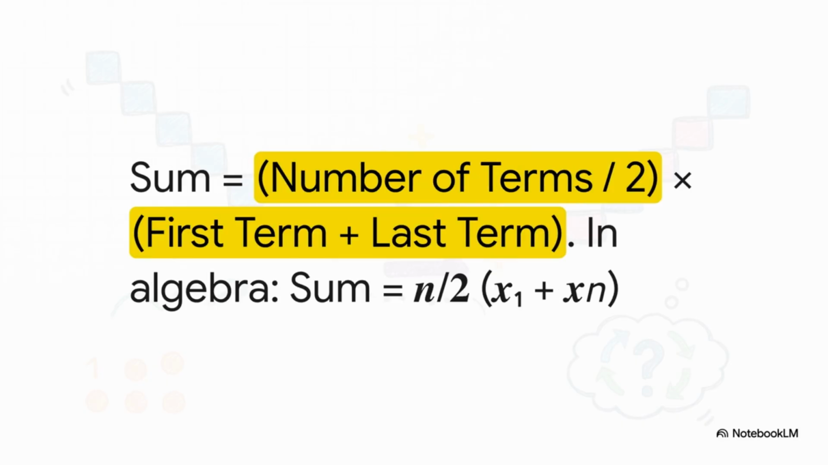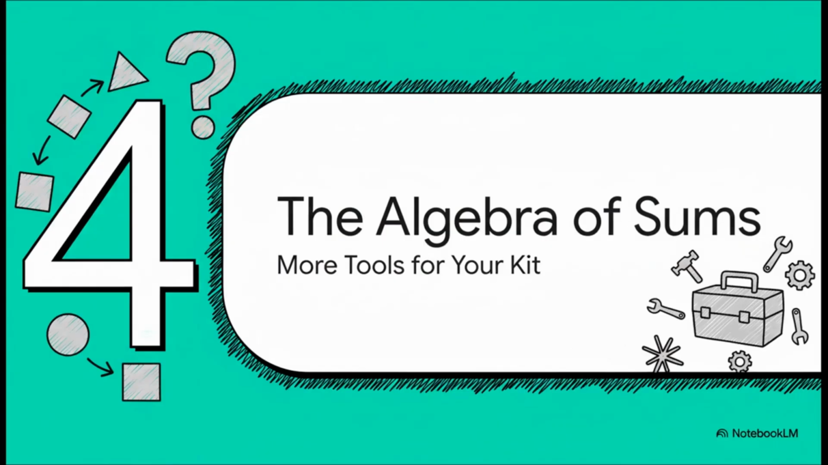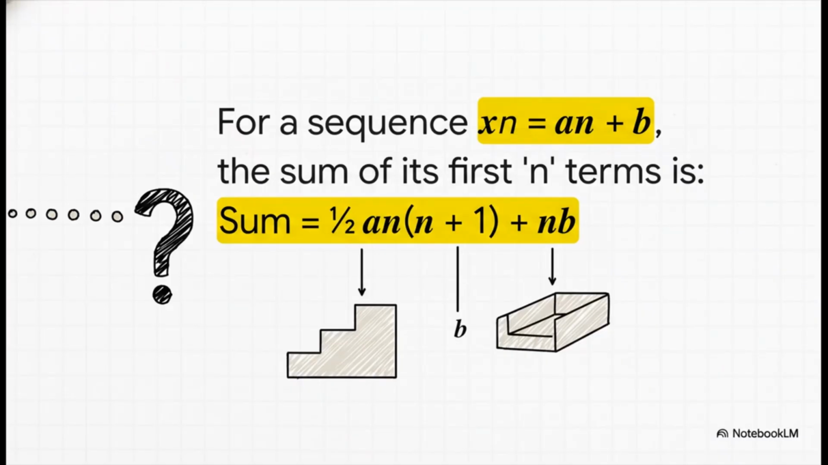And this illustrates the formula brilliantly. You just figure out the sum of one pair, that's your first term plus your last term, and you multiply it by how many pairs you have, which is just n divided by 2. So that first shortcut is fantastic if you know the last term. But what if you only have the rule? Well, algebra gives us another tool for our kit. This formula lets us calculate the sum directly from our original secret code components, A and B. We don't even need to know what the last term is at all.